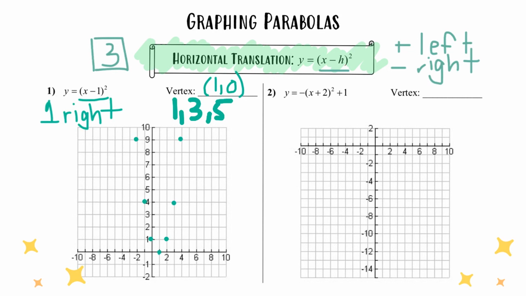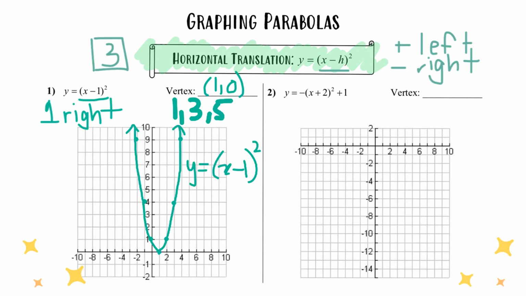Step back, you should be able to see your curve and draw a smooth line connecting all of the points. Put an arrow and don't forget to label. y = (x - 1)². And we would say this parabola has a horizontal translation 1 unit to the right. Let's look at example number 2.